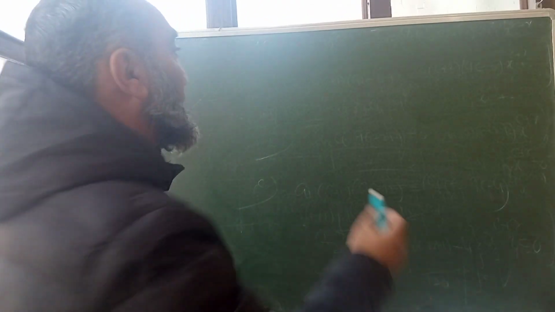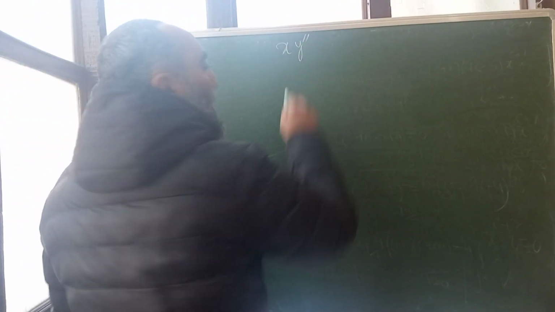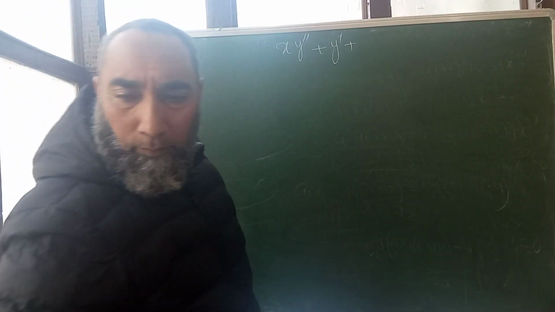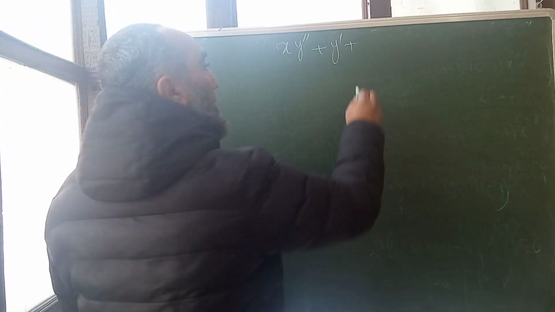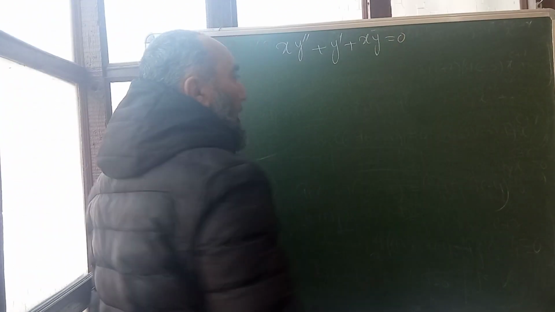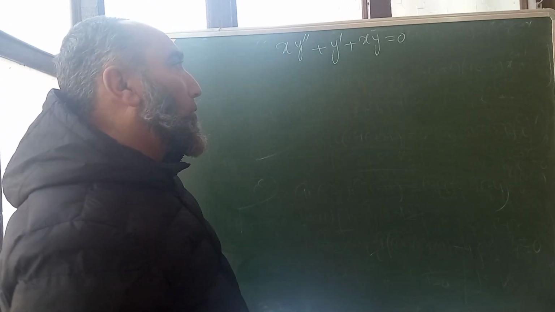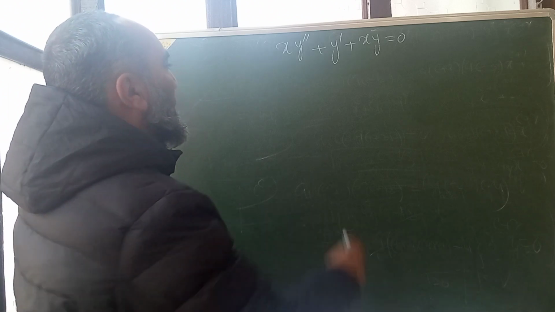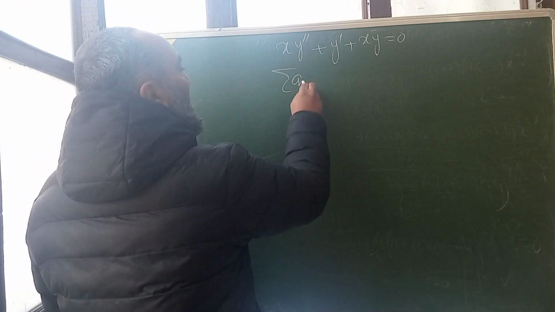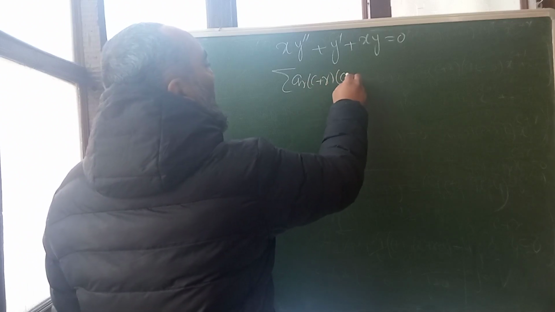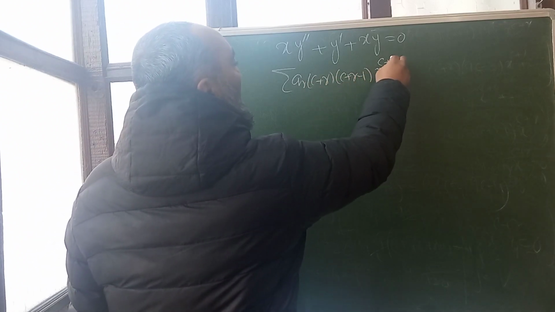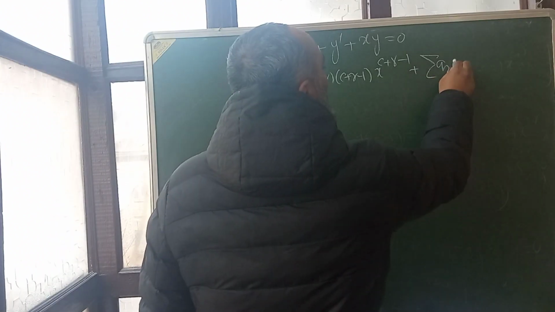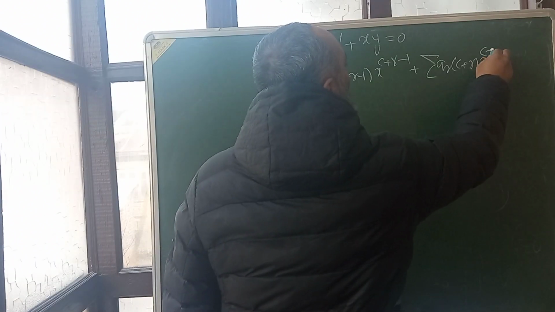Question is x y double dash plus y dash plus xy equals 0. Xy double dash plus y dash plus xy equals 0. See, x y double dash, this is summation AR (C plus R)(C plus R minus 1) x raised to the power C plus R minus 2, and x minus 1. Then summation AR (C plus R) x raised to the power C plus R minus 1.